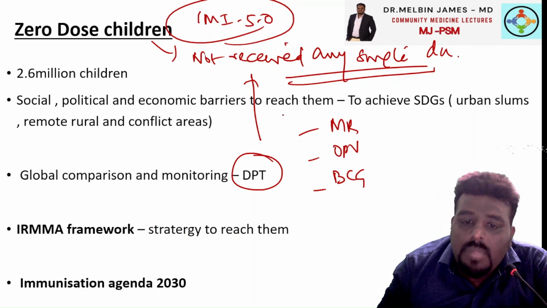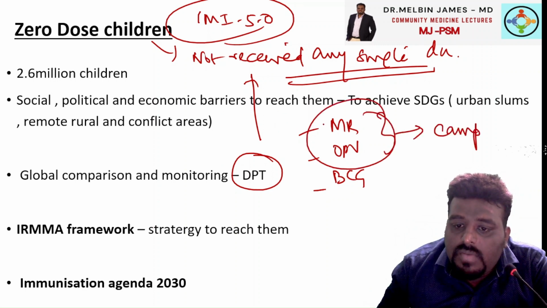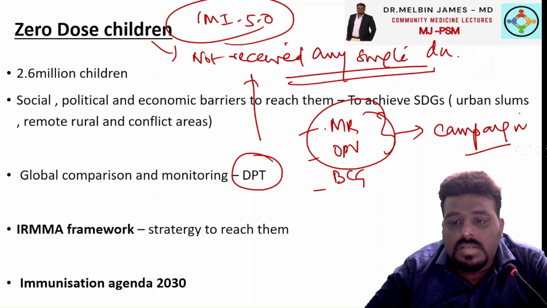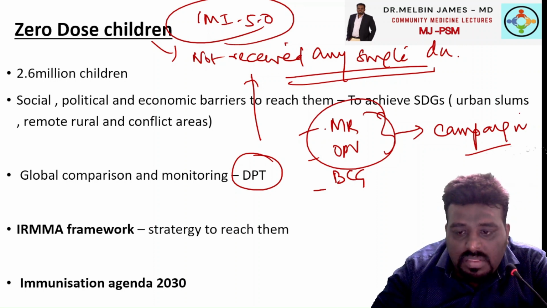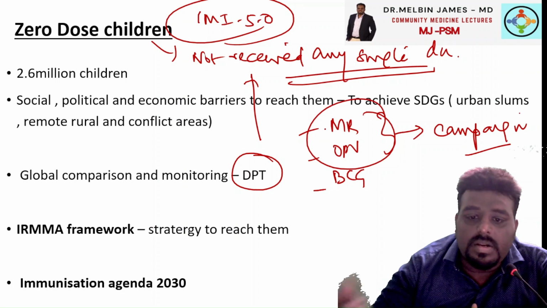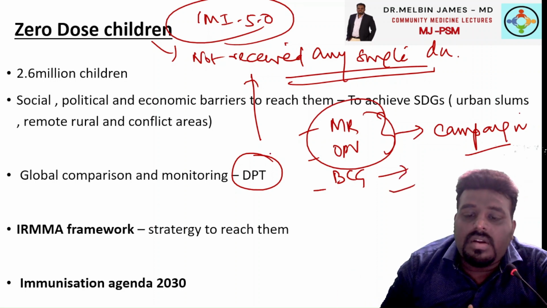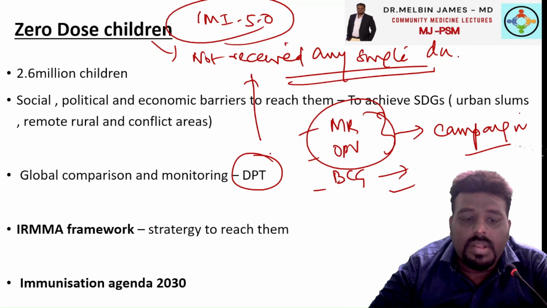Because MR and OPV can be given as campaign doses. Whenever a campaign is arranged by the Government of India or any state government, they will be given as campaign doses. Even when they don't receive them from the routine immunization site, they may receive them in the campaign doses. So that cannot be taken as zero dose missed children. And BCG, not every country gives that. So for global comparison, DPT has been taken under the definition of zero dose children globally.